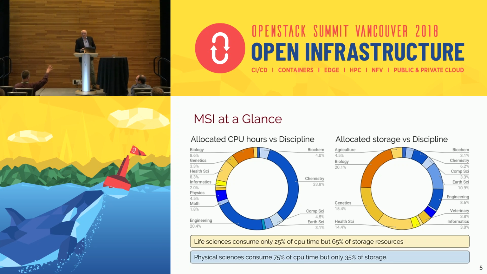This is traditional HPC. Yeah, these are the statistics from the main clusters. So yeah, the physical sciences consume most of our CPU, but only about 1/3 of the storage capacity.